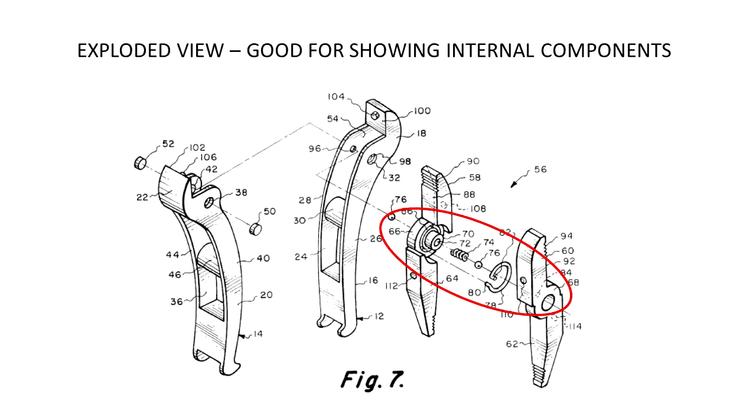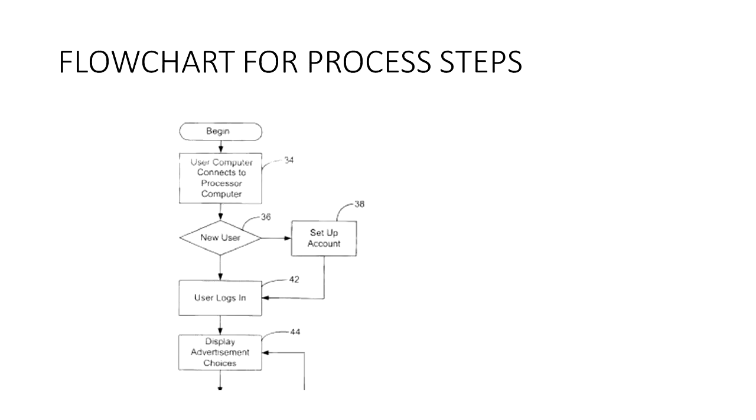Here's another example using an exploded view. So this is some kind of pliers, and the exploded view is very good for showing internal parts that may not be visible in the completed pliers, and also helps show how they go together in the completed product. So here we see all these little washers and springs and how they actually would be fit together to make the pliers.